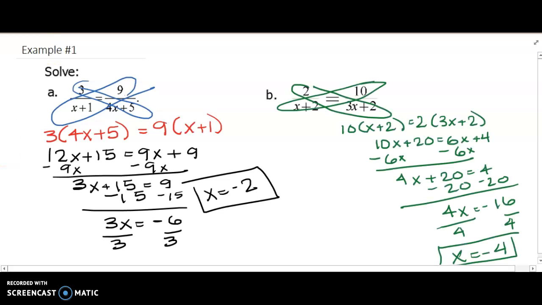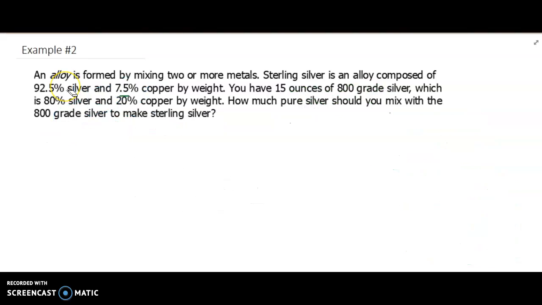All right, so hopefully you paused this and worked it out, and when you did, you should have gotten that x equals negative 4. All right, let's look at example 2 now. So this is a word problem, and this can be kind of confusing, so we're going to break it down into words before we start throwing numbers at it.